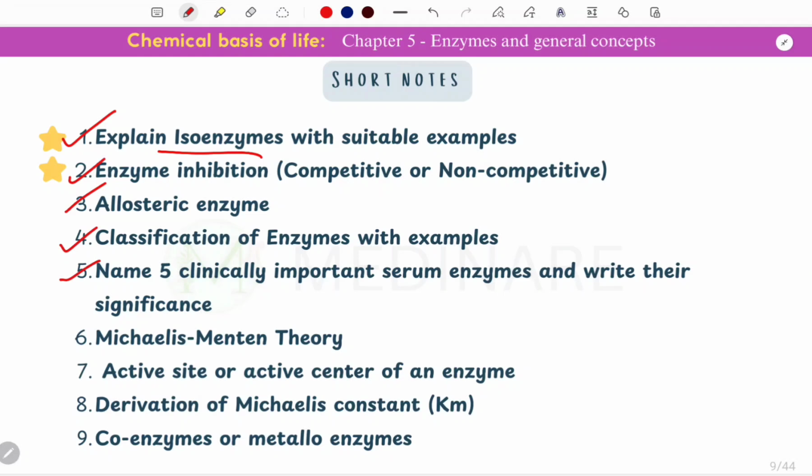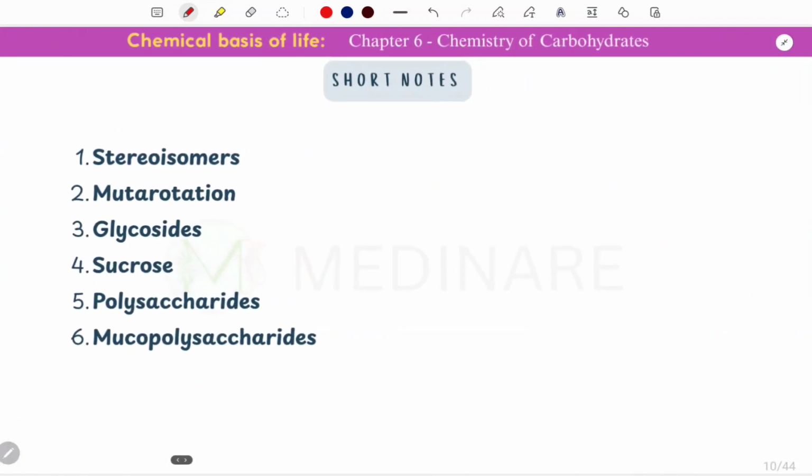Name 5 clinically important serum enzymes and write their significance. Michaelis-Menten theory. Active site or active center of the enzyme, derivation of Michaelis constant, coenzymes or metalloenzymes. Moving on to the next chapter, which is chemistry of carbohydrates. Here we have only short notes, which are stereoisomers, mutarotation, glycosides, sucrose, polysaccharides and mucopolysaccharides.